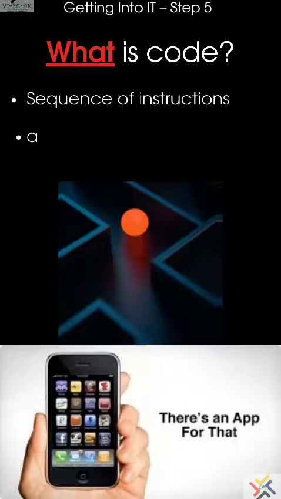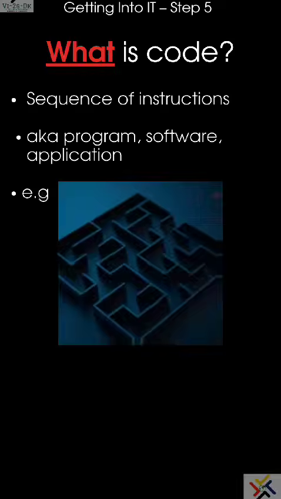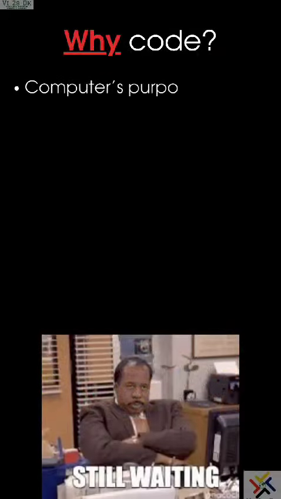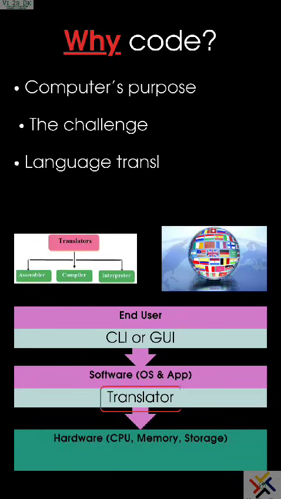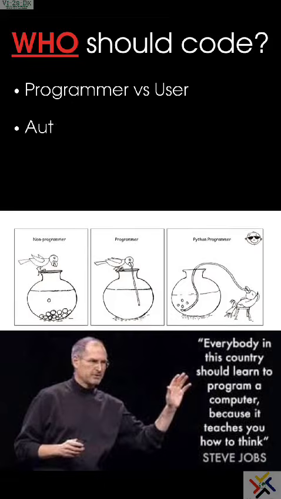Code is a sequence of instructions, also known as a program, software, or an app. Just like instructions on a recipe for a dish, we write code because computers are waiting to help us solve problems. They have translators to convert the code to machine code. Coding is not just for programmers, but it teaches everyone how to think. You can write scripts to automate anything. It makes you stand out and it's fun.